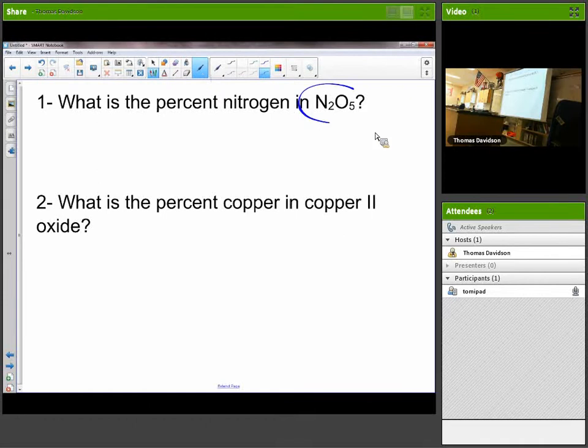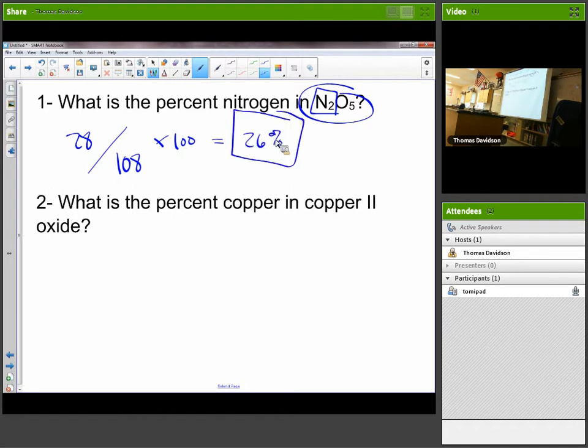First off, what's the total mass of N2O5? 108. All right. What's the mass of just the N2? 28. So we take 28 divided by 108, multiply it by 100, and it equals 26%.